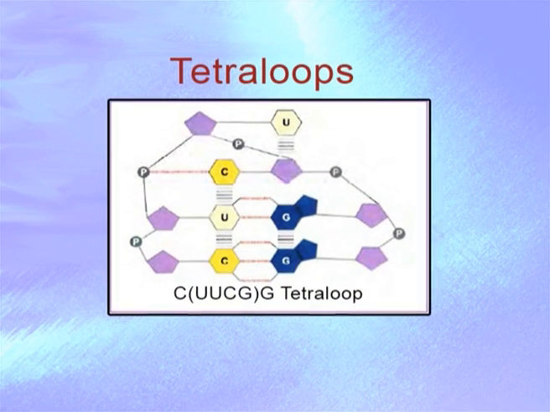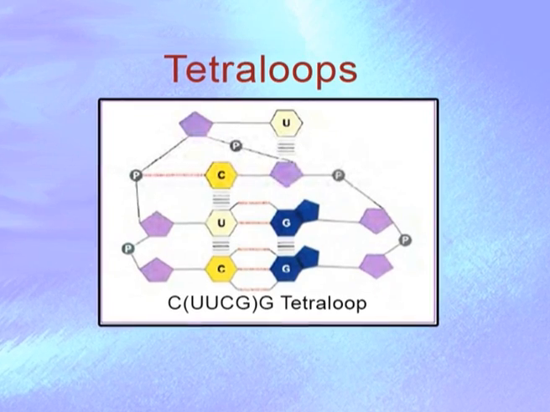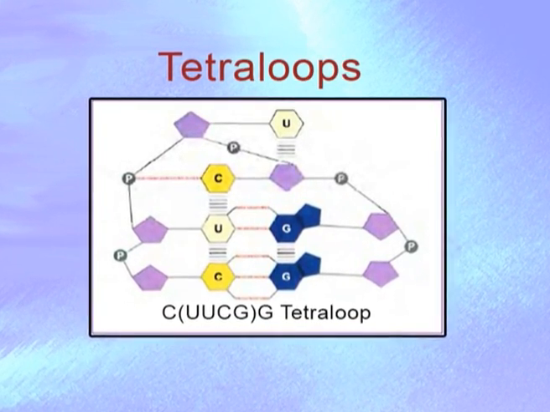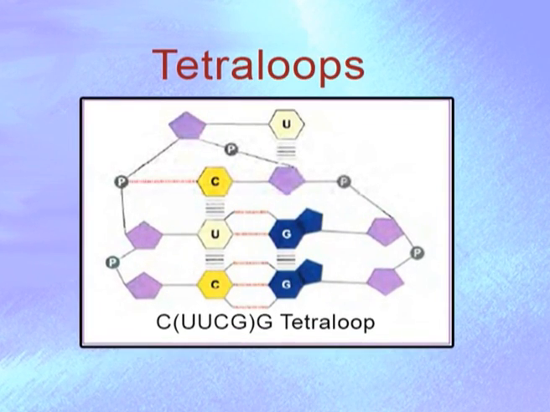Tetraloops are found when the bases stack upon each other. The most common tetraloop structure is formed by the sequence UUCG. And here, one of the stabilizing factors for the formation of the tetraloop is base stacking. Base stacking here contributes a significant amount of energy for the formation of tetraloops.